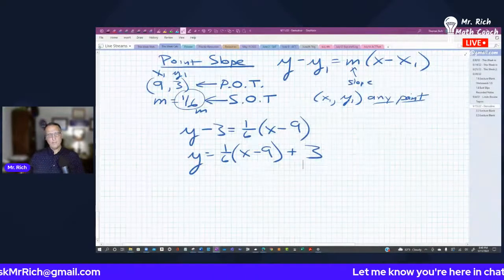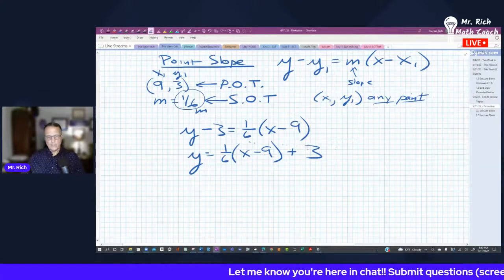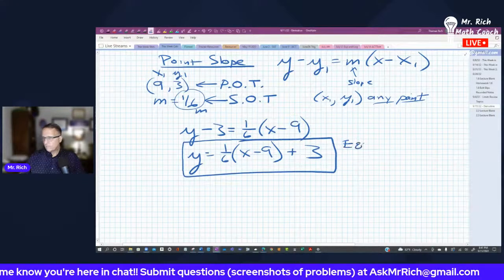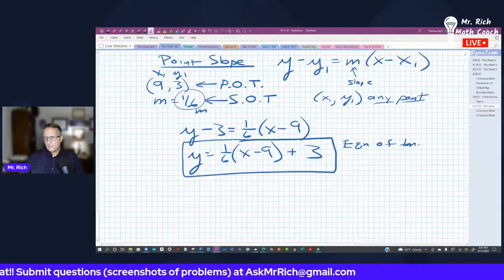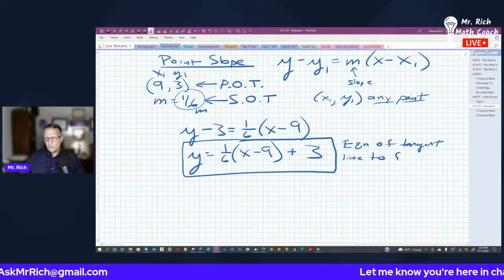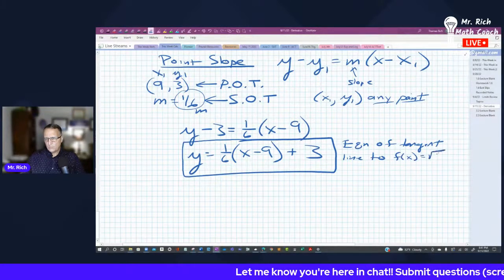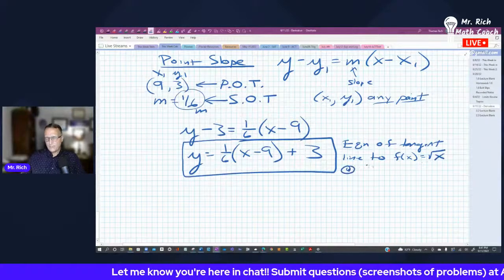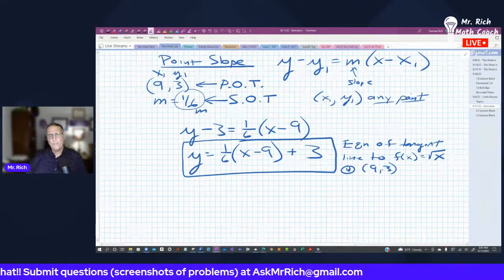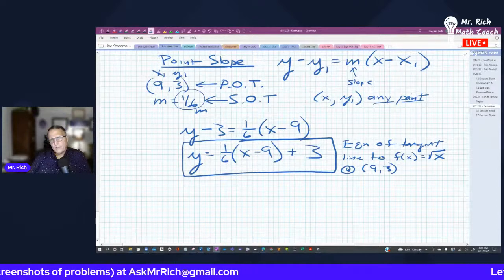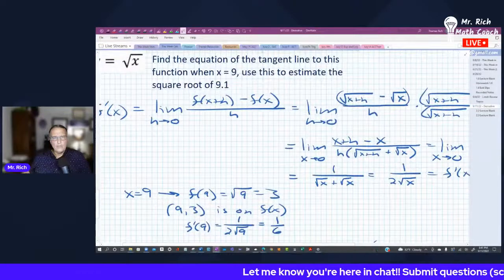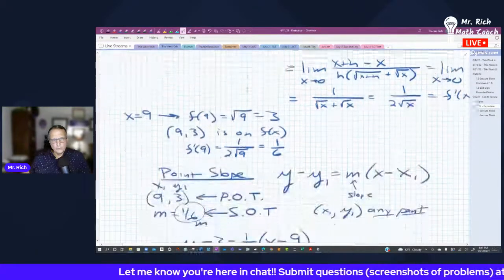So let me show you what I mean. Now that I've got this equation for my tangent line, let's recap what this thing means. That is the equation of the tangent line to the function f of x equals square root of x at a particular point 9, 3. So what I can do is, if I want to estimate what the y value would be for 9.1, and that was I think our original question, use that tangent line equation to estimate the square root of 9.1.